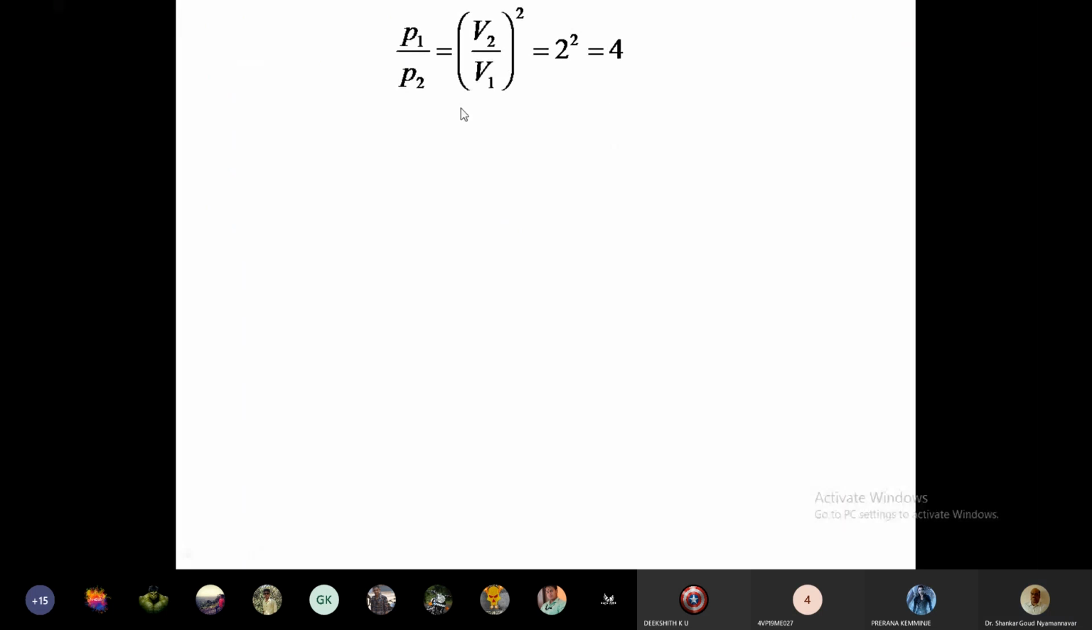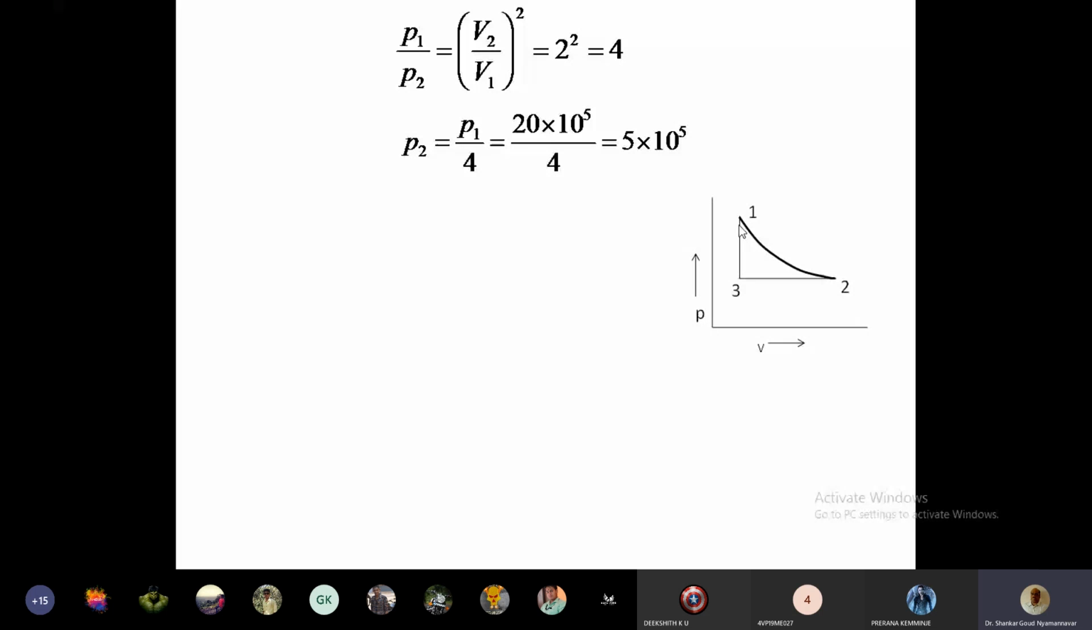The same thing is given here: 5 into 10 to the power 5. The same calculation I have shown here. So now I know this process. I know pressure and volume at state 1, pressure and volume at state 2, and state 3. And I know what the processes are.